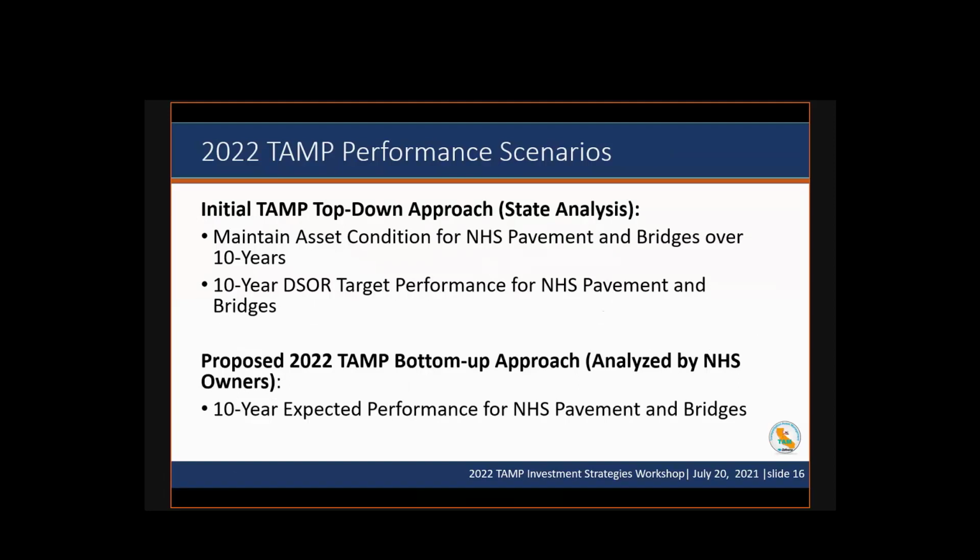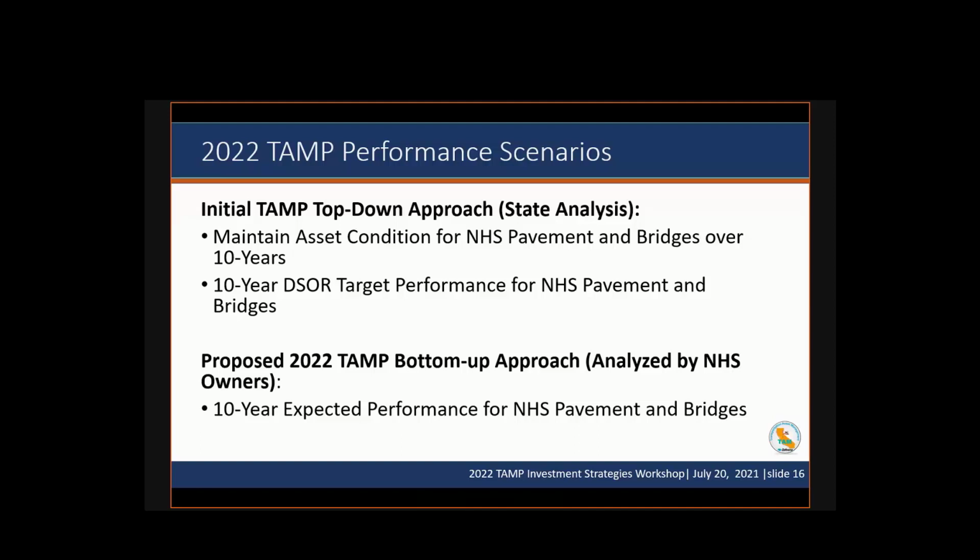When we did our initial TAMP, this was all pretty new. There was a lot going on in terms of just understanding all of these rules and what needed to happen. We've matured a lot, and so we're proposing to really switch focus. In the 2018 TAMP, our initial TAMP, we did basically a top-down analysis. So we looked at the entire national highway system, irrespective of who owned it.